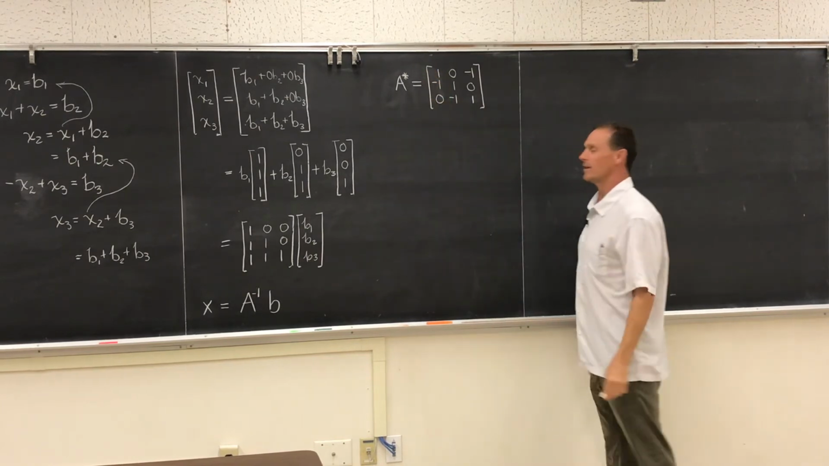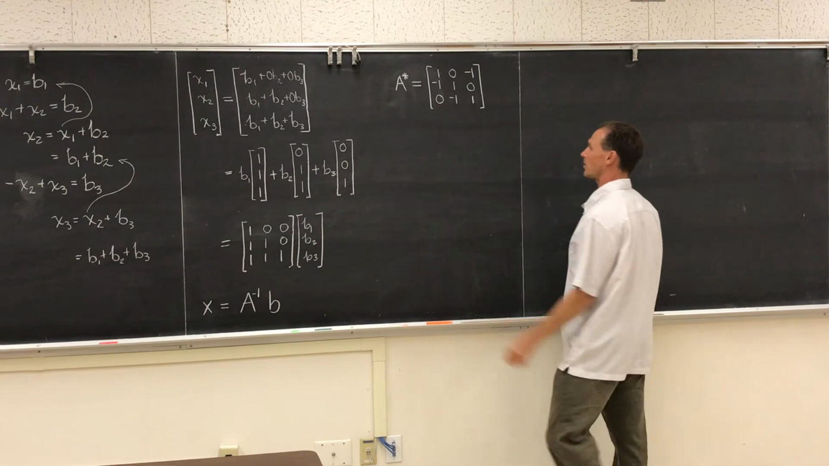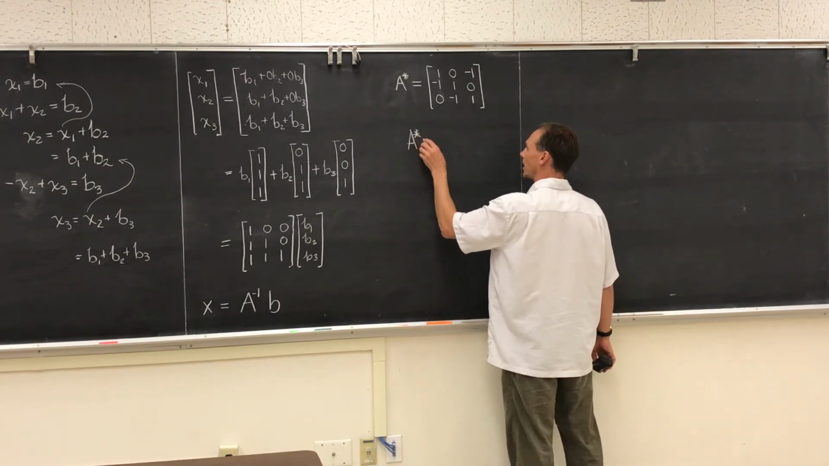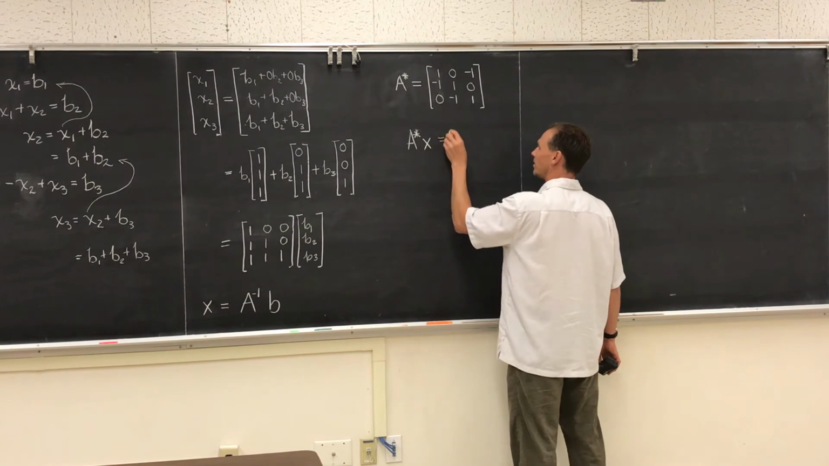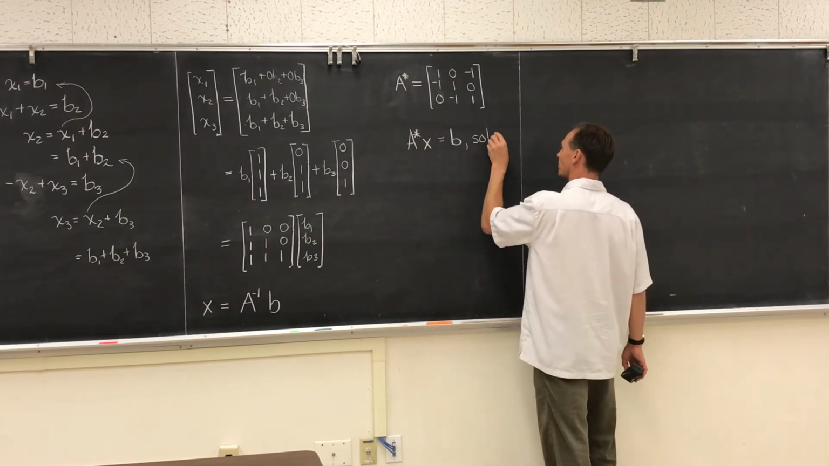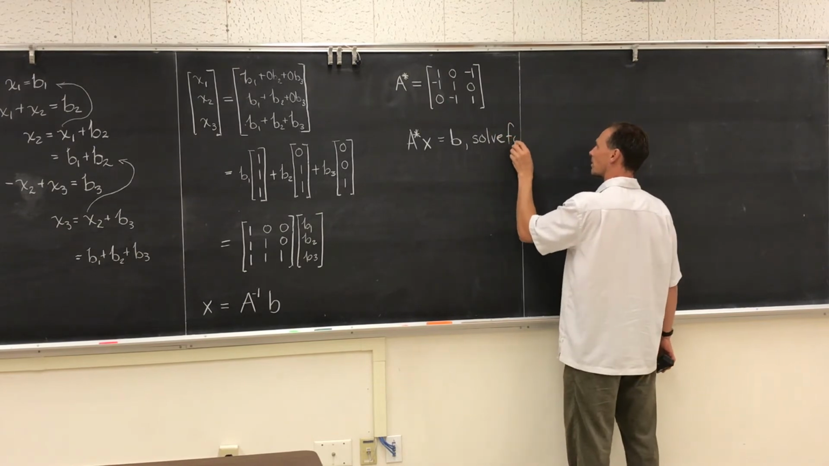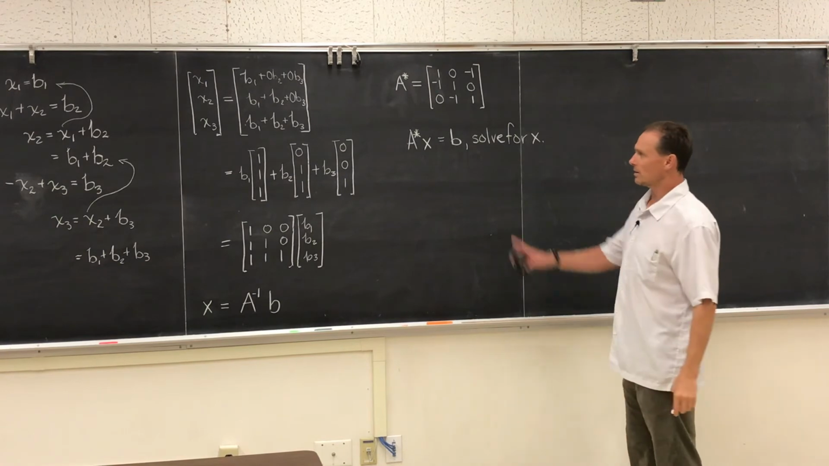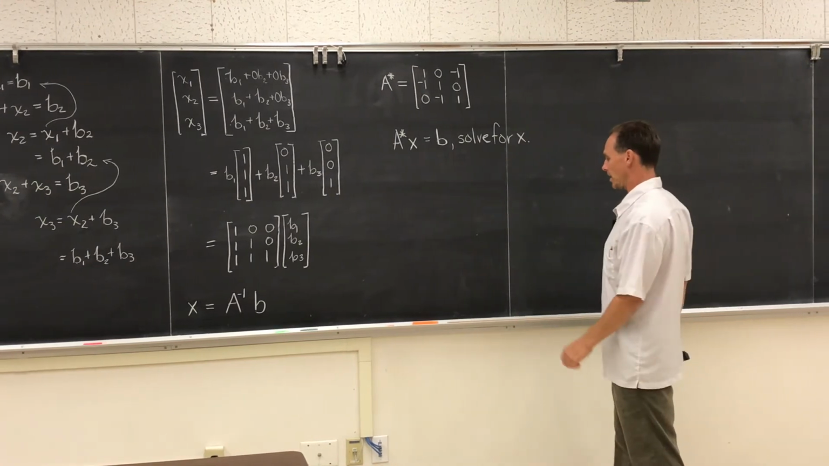Okay? And let's do the same thing. So the problem starts out with A star times the vector of x equals b. And again, solve for x.